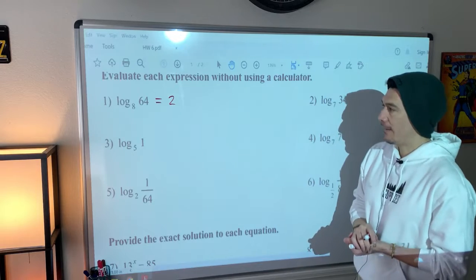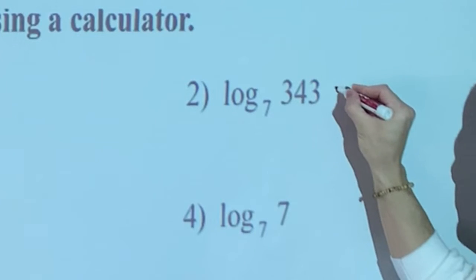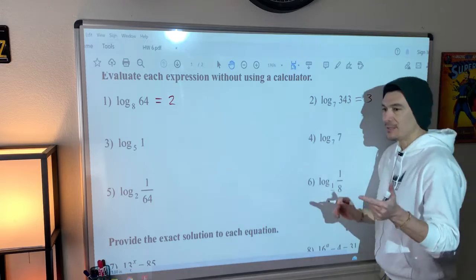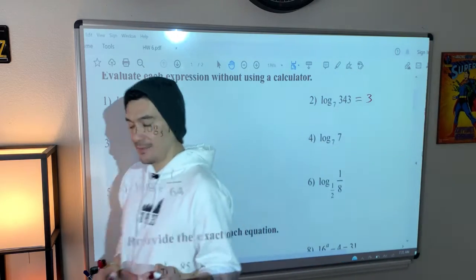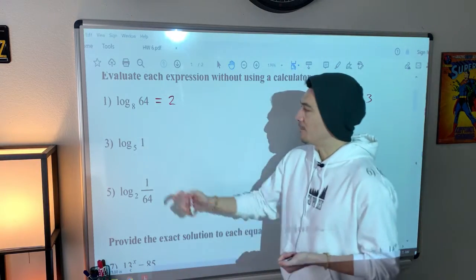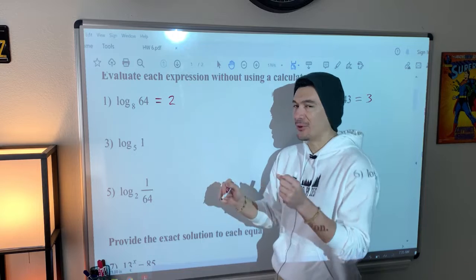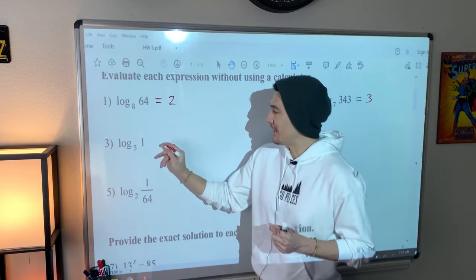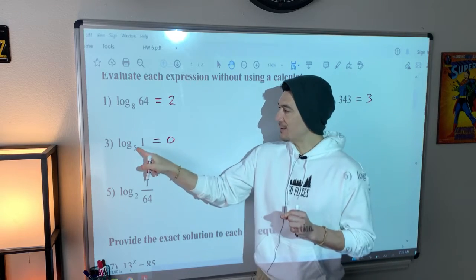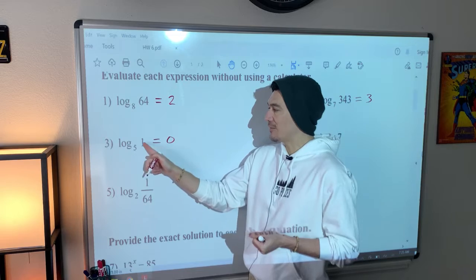64. Okay? Now, over here, number 2, 7 to the power of what turns it into 343? You can check it, but it should be 3, right? Because 7 to the power of 3 is 7 times 7 times 7, which does in fact give you 343. How about over here? Log 5, 1. Well, 5 to what power turns it into 1? That actually ends up being the 0 power, because 5 to the power of 0, if you type that into your devices, is going to be 1.